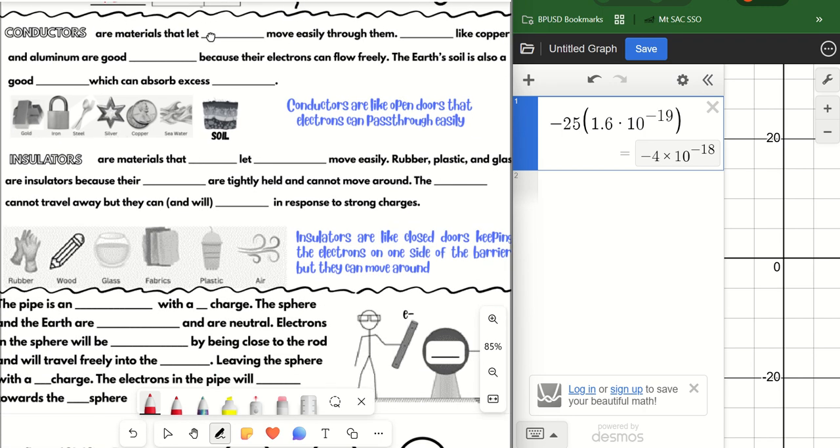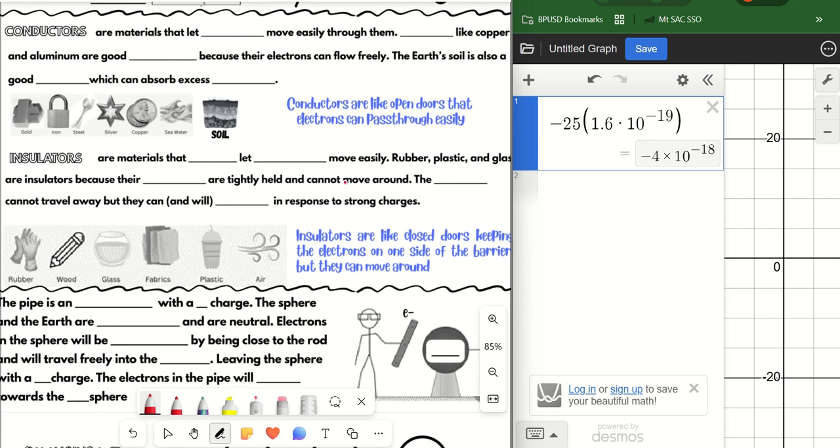Now we have conductors, and these are materials that let electrons move easily through them. So metals like copper and aluminum are good conductors because their electrons can flow freely through the material. The Earth's soil is also a good conductor, which can absorb excess electrons.